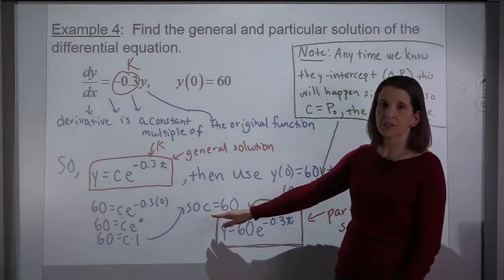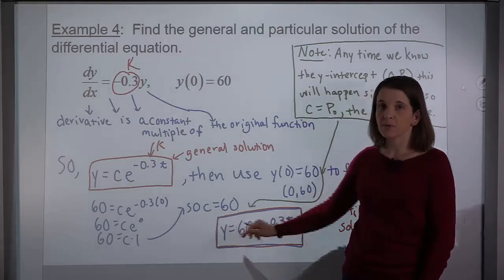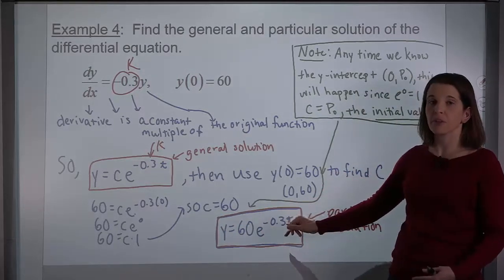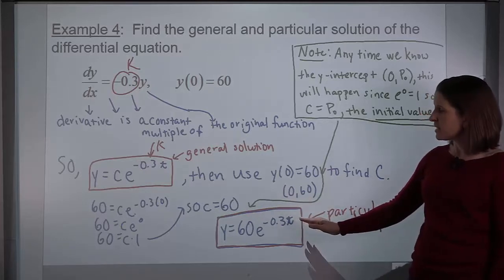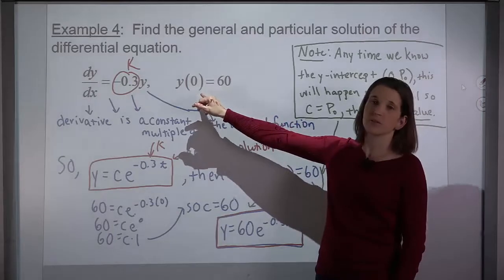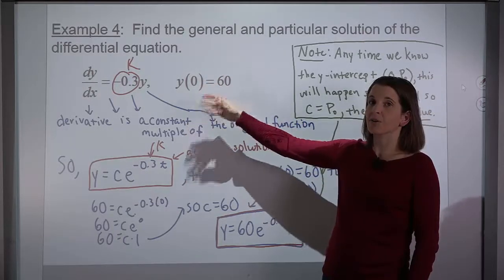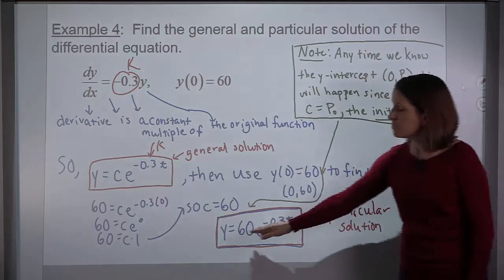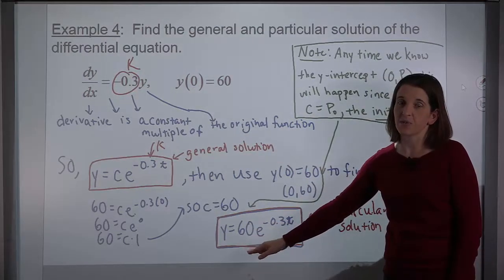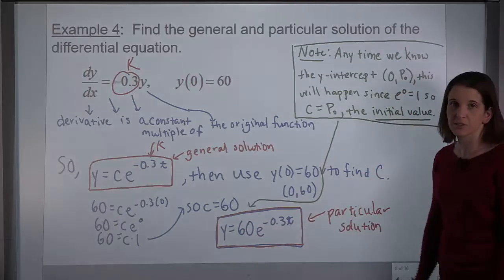So we found out that c was 60, and so our particular solution is actually y equals 60e to the negative 0.3, where that was our k, times t. And so now that we've made this observation, anytime they tell you the output when your x is 0 or your input is 0, you immediately know what that c is as well, that it is that initial value, and you'll be able to write the particular solution.